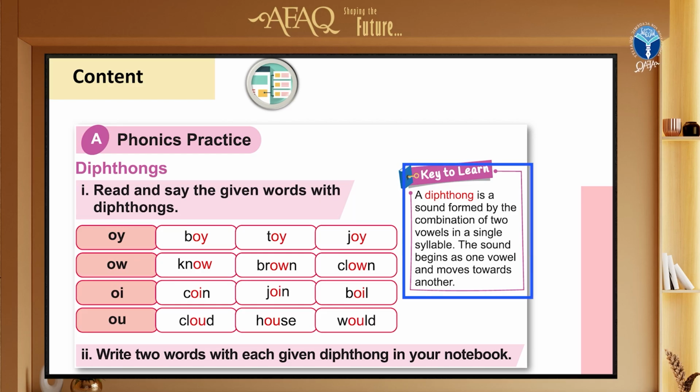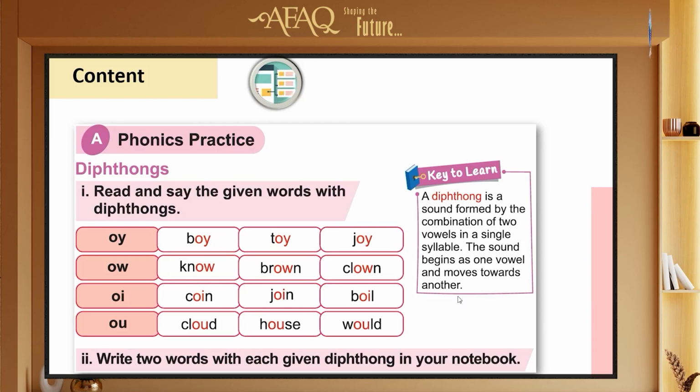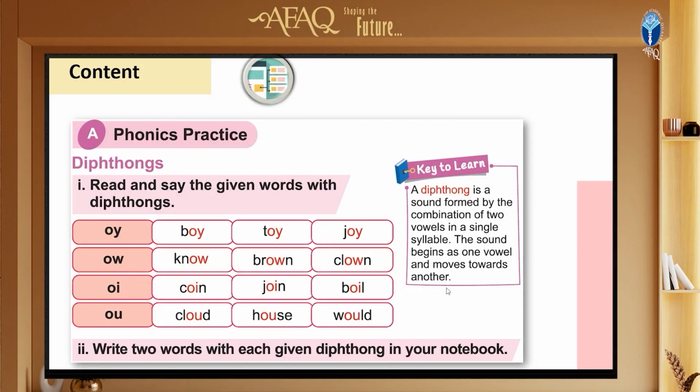A diphthong is a sound formed by the combination of two vowels in a single syllable. The sound begins as one vowel and moves towards another. We blend the sounds of two vowels, but sometimes in diphthongs, a vowel and a consonant also come to make one sound. Let's see some examples. The first one is OE, just like in boy, toy, joy.